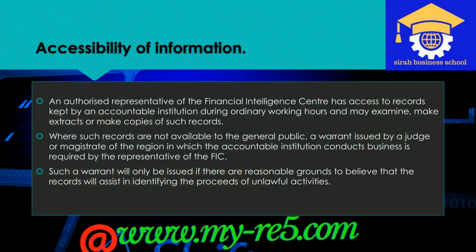Accessibility of information. An authorized representative of the Financial Intelligence Centre has access to records kept by an accountable institution during ordinary working hours and may examine, make extracts or make copies of such records. Where such records are not available to the general public, a warrant issued by a judge or magistrate of the region in which the accountable institution conducts business is required by the representative of the FIC. Such a warrant will only be issued if there are reasonable grounds to believe that the records will assist in identifying the proceeds of unlawful activities.